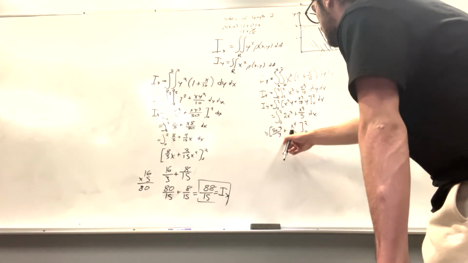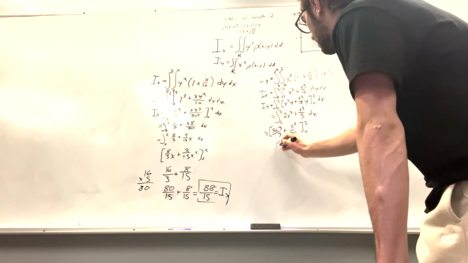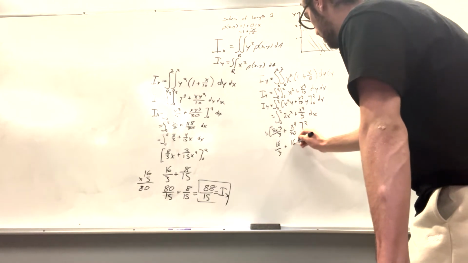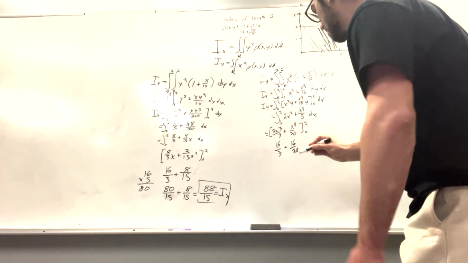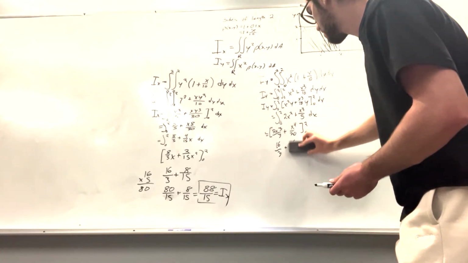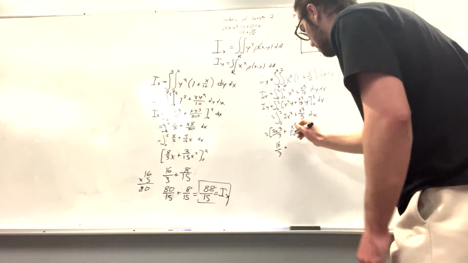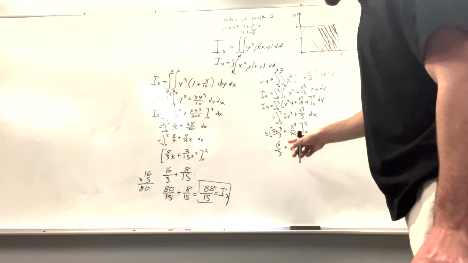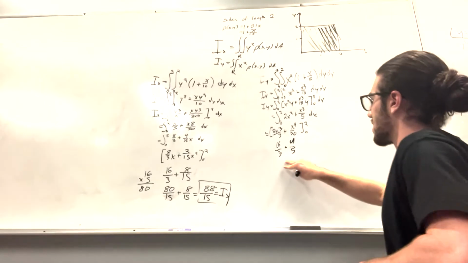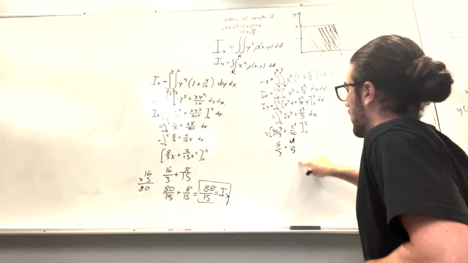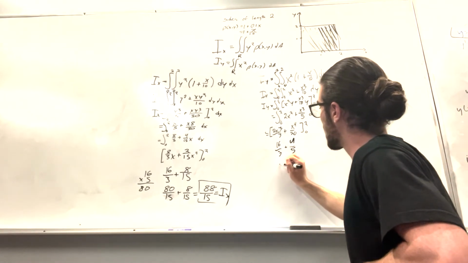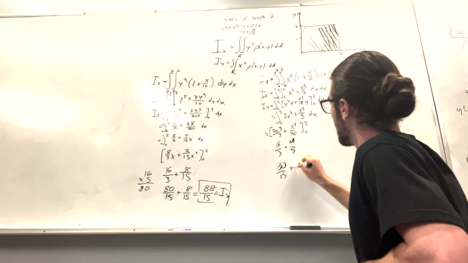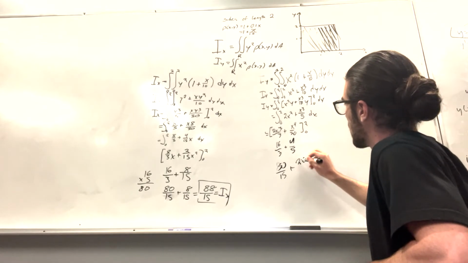This is going to become 2, 4, 8, 16 over 3, plus 16 over 20, which can be written as 4/5. Once again, we have to do the lowest common denominator on this. So multiply 16 by 5, which we just did over there, is 80 over 15. And then multiply this by 3.